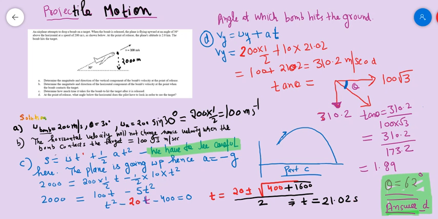So although the question gives you an impression which is very deceptive, be very careful that if you see the answer D, the correct answer is the angle at which the bomb hits the ground is being asked for.